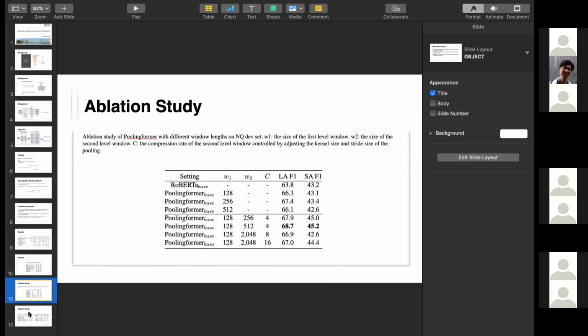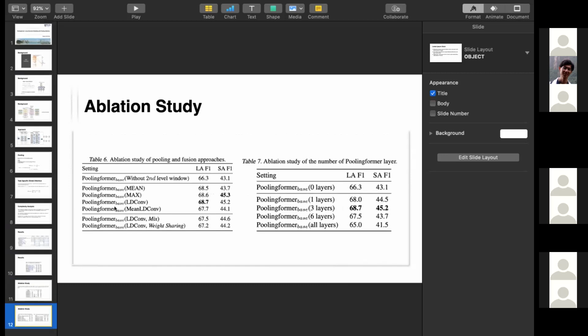Okay, and also they have tried different pooling methods, and also the layers of Poolingformers. Instead, they didn't apply the two-level mechanism explained earlier to all the layers. Yeah, so here, just like Zhang mentioned, there are supposed to be 3 layers and even 6 layers, right? Yeah, and the 3 layers is supposed to be the best. Yeah. Okay, so it's better for us to ask Yihao some questions.